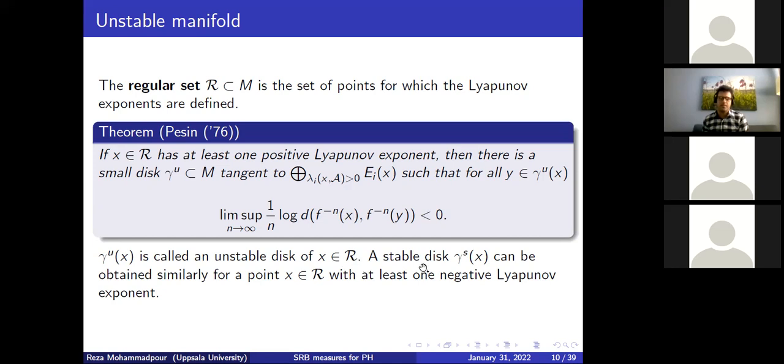And a stable disk can be defined similarly, with at least one negative Lyapunov exponent. So the idea is as follows: when you have a uniformly hyperbolic or Anosov diffeomorphism, one can use the classic result on the existence of stable and unstable manifolds, but one can extend it to a more general class. The class is that if you have at least one positive Lyapunov exponent or one negative Lyapunov exponent, you can define the unstable disk.